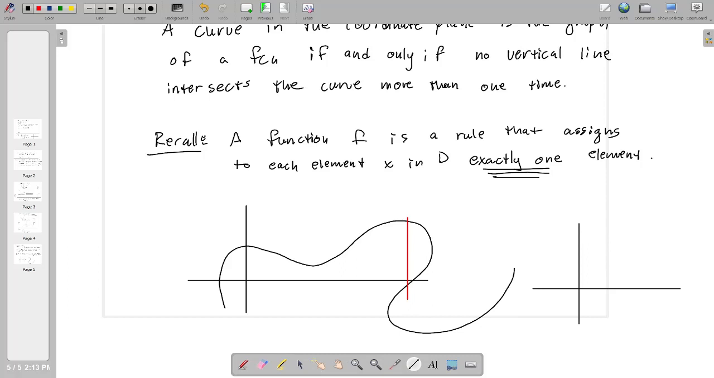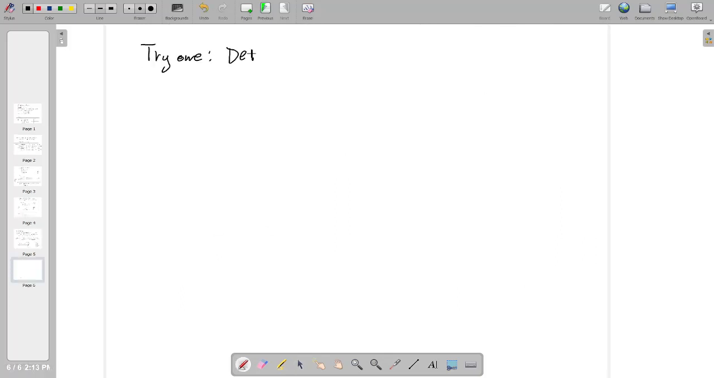Something that looks more like this would be a function. Notice that every vertical line intersects the graph at most one time. Now, it's also fine if the vertical line doesn't touch the graph at all. That's okay. That's not a problem. But it can touch the graph at most one time. That's the important part for a curve to be a function. Try one. Determine if the following is the graph of a function.